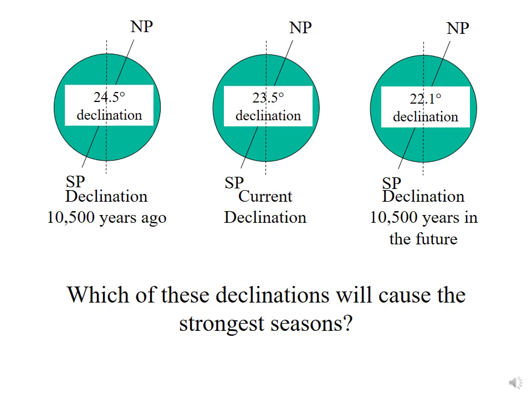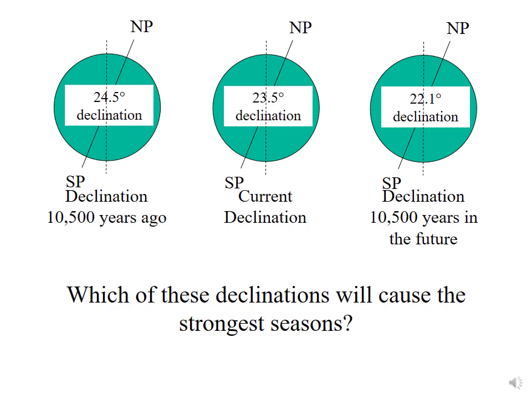So here we have the effect of the changing tilt. Right now our declination is around 23.5 degrees. That's our current situation. And 10,500 years from now in the future, we'll be at 22.1 degrees declination. And 10,500 years ago, we were at 24.5 degrees. So you can see that there's this progression.